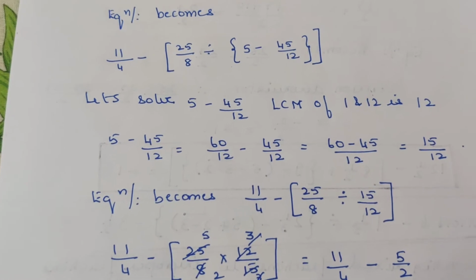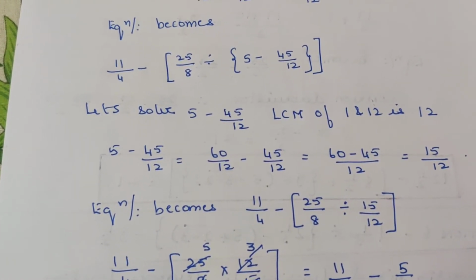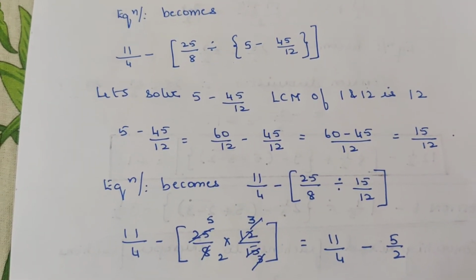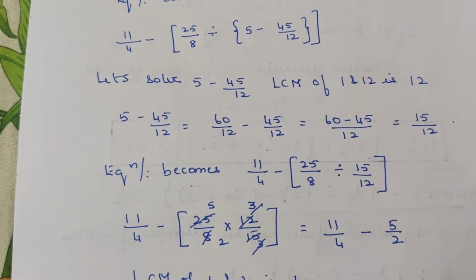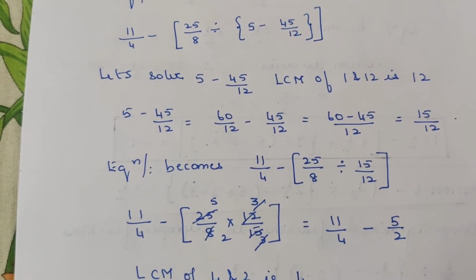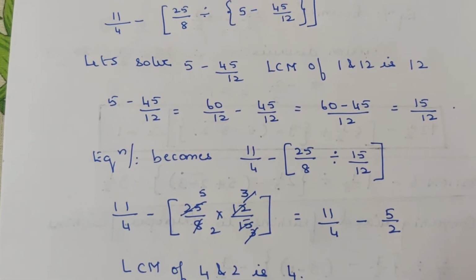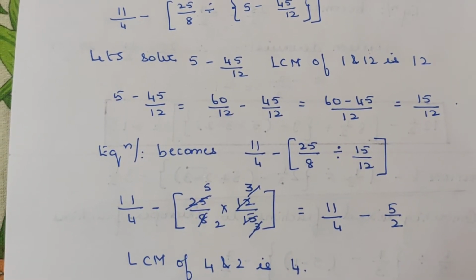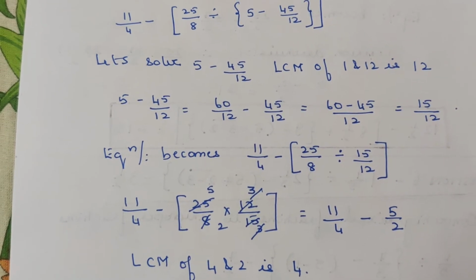The equation becomes 11 by 4 minus 25 by 8 divided by 15 by 12. Therefore, the equation becomes 11 by 4 minus 25 by 8 into 12 by 15. I am just taking the reciprocal and simplifying the terms in the bracket, and the final answer that you get is 11 by 4 minus 5 by 2.